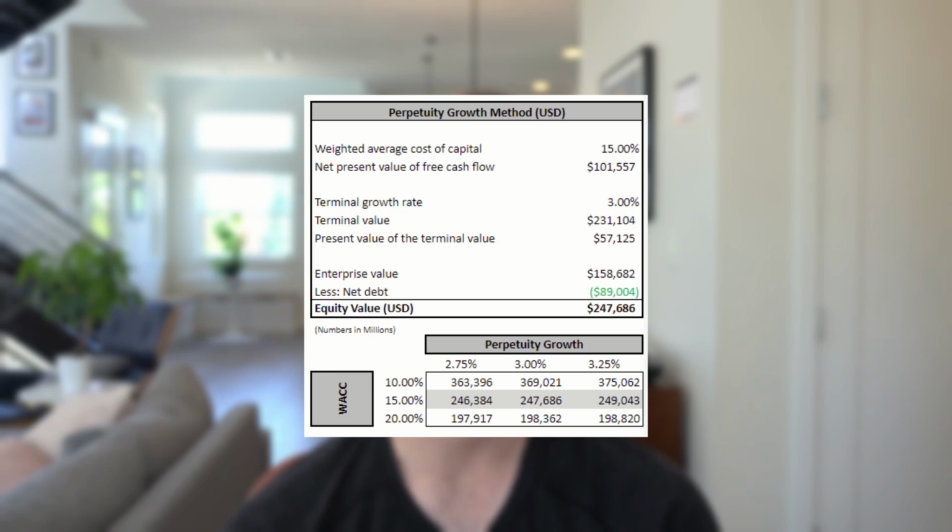Now, I'll walk through my updated model and some key things to note, as this model is a bit different than most of our normal models that I do on this channel.